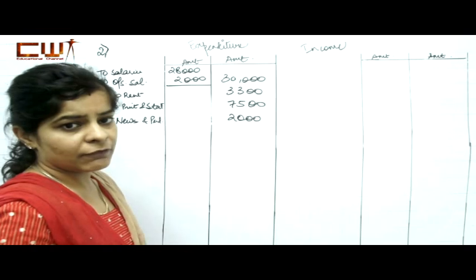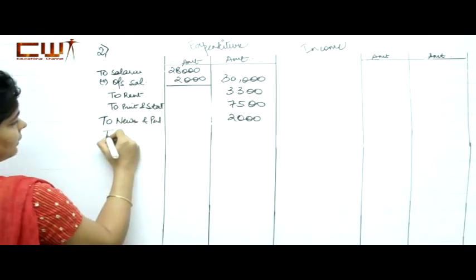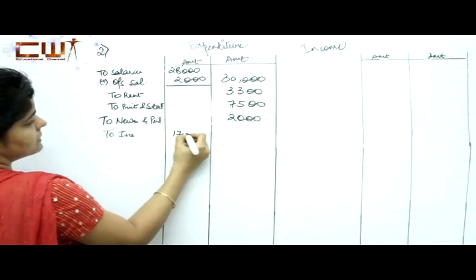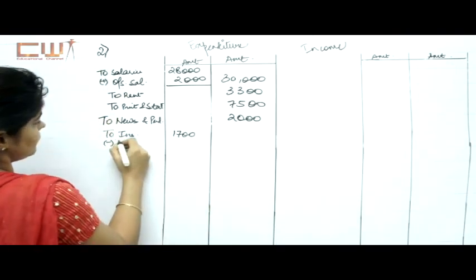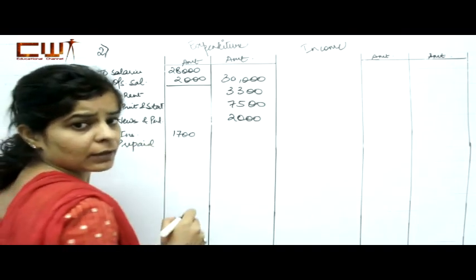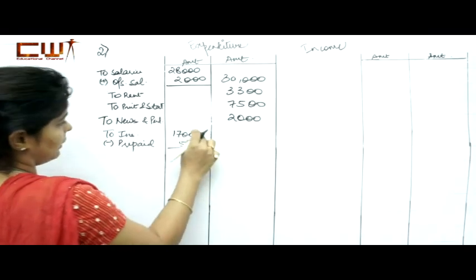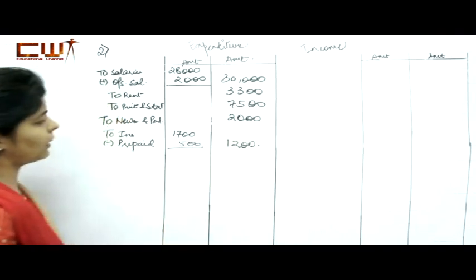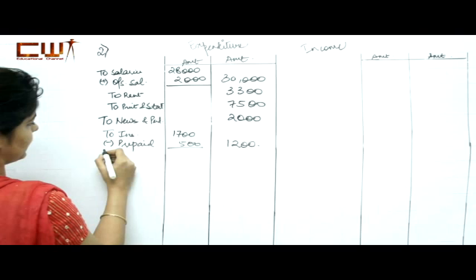Then they have given you insurance. How much insurance? 1,700. And there is an adjustment: they have given prepaid insurance also, 500. So subtract 500 from 1,700. How much do you get? 1,200. Okay. Then the next thing they have given you is meeting expenses.